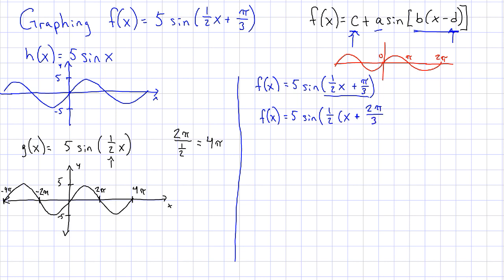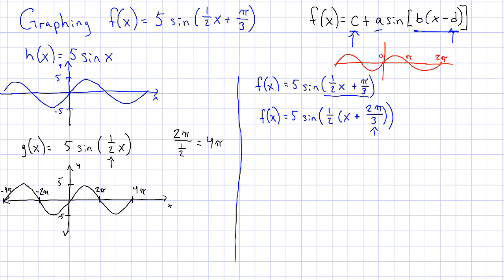There we are. So what I've done here is I've divided the pi over 3 by 1/2. If I multiply the 1/2 back through, if I distribute it back in, I get 1/2 x, and then 1/2 times 2 pi over 3 gives me back my pi over 3. So that's what I've done here. This is my horizontal shift.